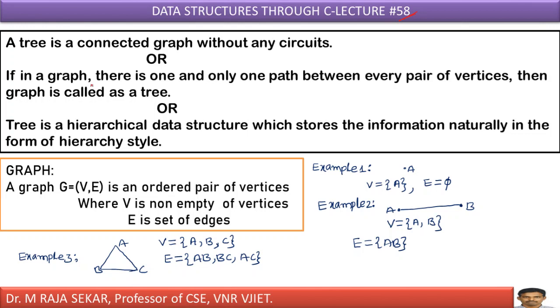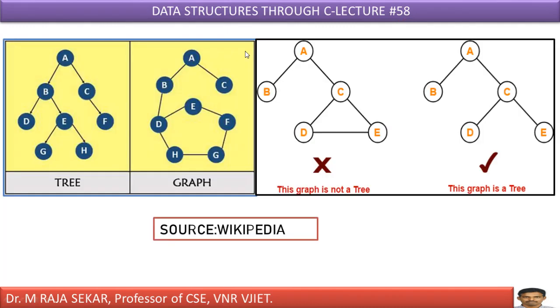In this lecture, we will try to understand tree and graph. A tree is a connected graph without any circuits. It must be free from circuits or cycles, or it must be free from closeness. For example, just consider this second slide. This one is a tree, as there are no circuits, as there are no cycles.